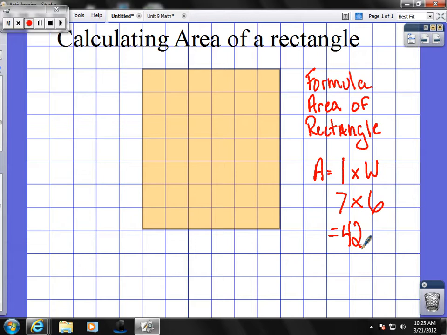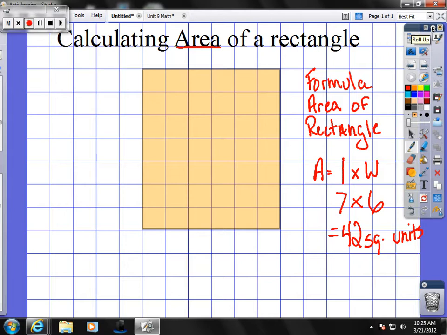Now the cool thing about area is it has to be in square units. So I'm going to write square units. Area always must be in square units. As we're going through these, you want to make sure that you have that part written down.